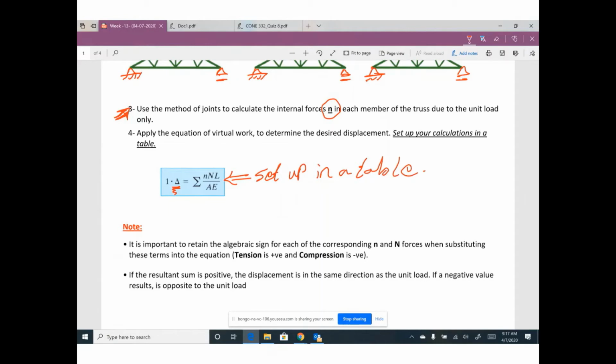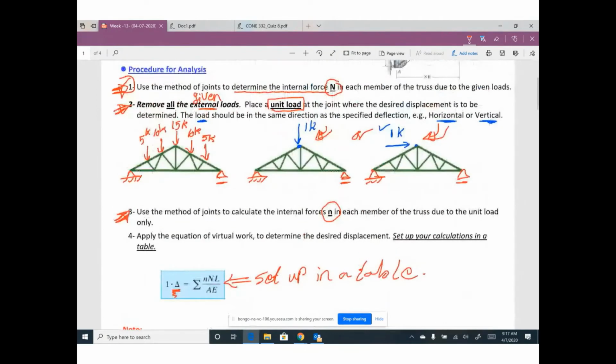What I learned is that I will solve my truss two times. The first time due to the given load, to determine the internal forces in each member, which are called capital N. Then I will remove all these forces and put only a unit load, and I will solve my truss one more time due to the unit load to get small n. Once I get capital N and small n, I will use this equation to figure out the required deflection.